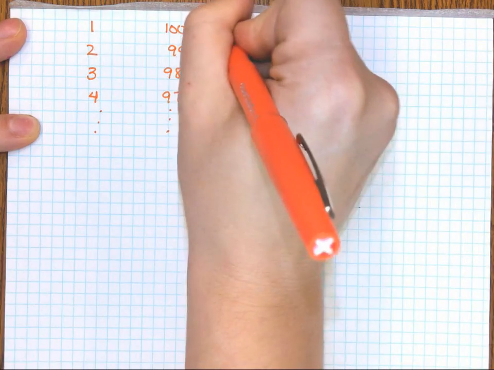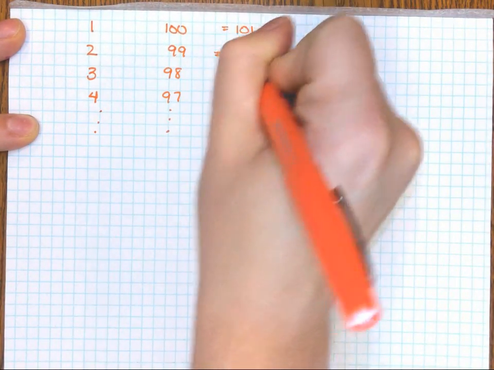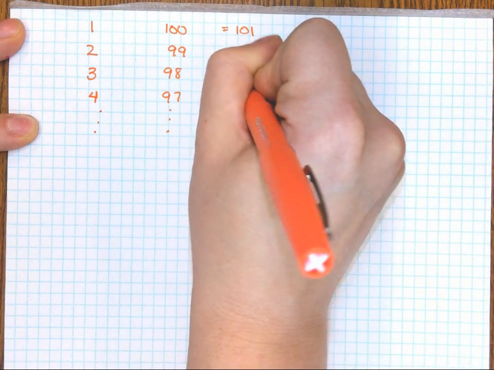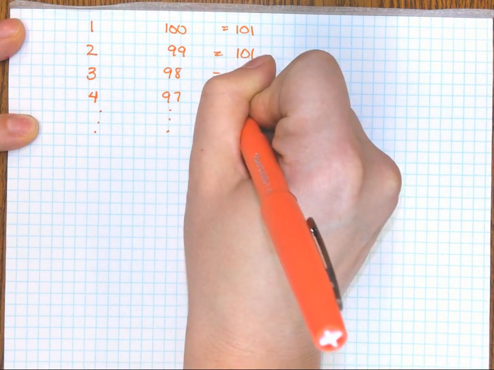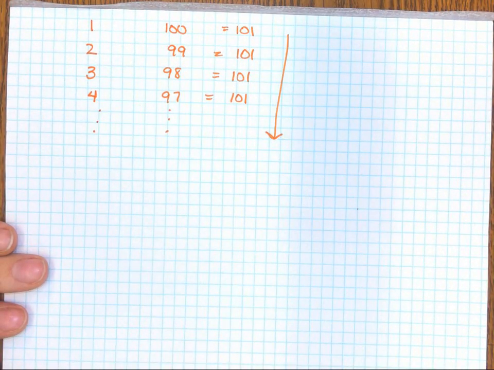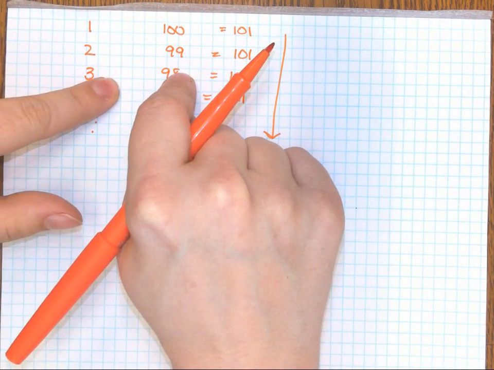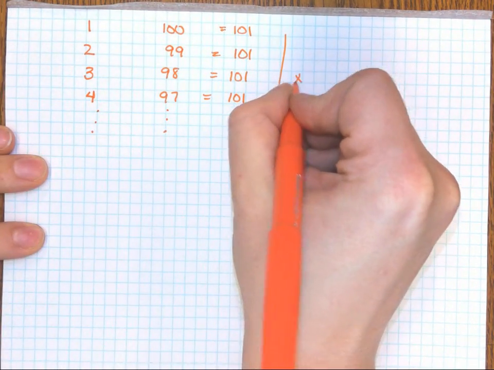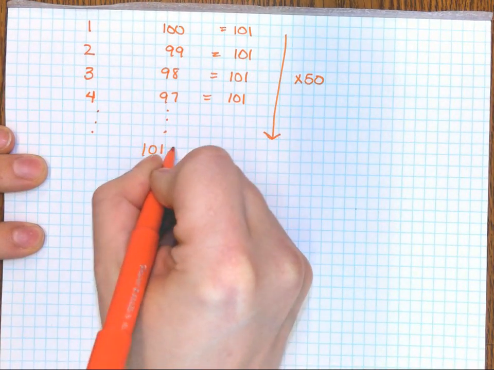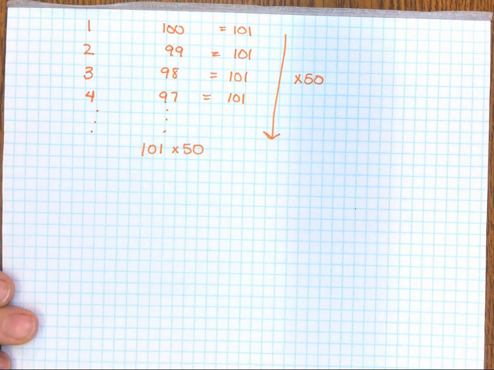What's 1 plus 100? What's 2 plus 99? 3 plus 98? 4 plus 97? And how many of those is he going to have to go through? 50. Why just 50? Because it takes 2 numbers. Beginning and end, beginning and end, beginning and end. So he only has to go through half of them. So 101 times 50 and done.